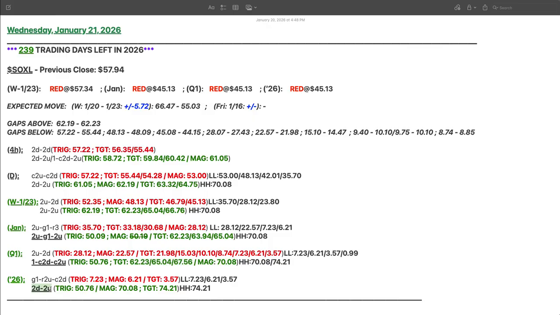And on the year, again, we triggered that 2 down, 2 up at 50.76, and the magnitude of that move is 70.08 as well. We reached that. Obviously, all-time high 74.21 is the next target, and then we'll start talking about blue sky territory targets if we start to get into that territory, I guess we can call it.